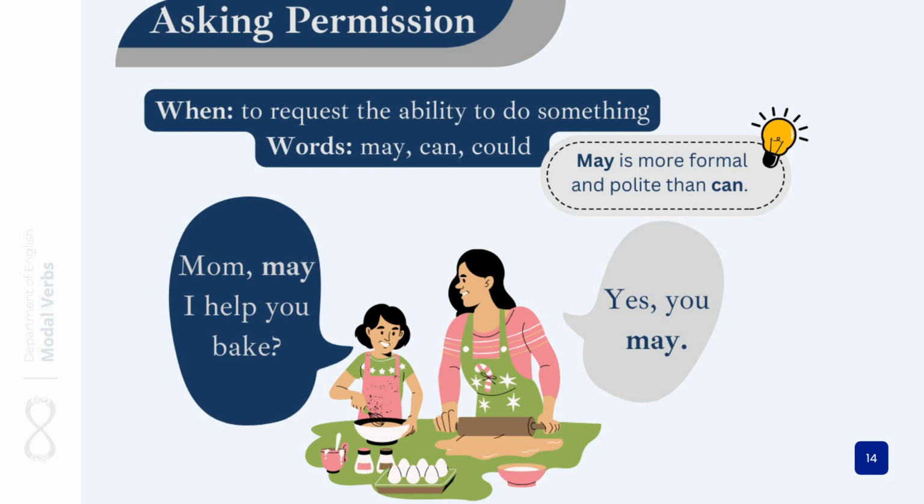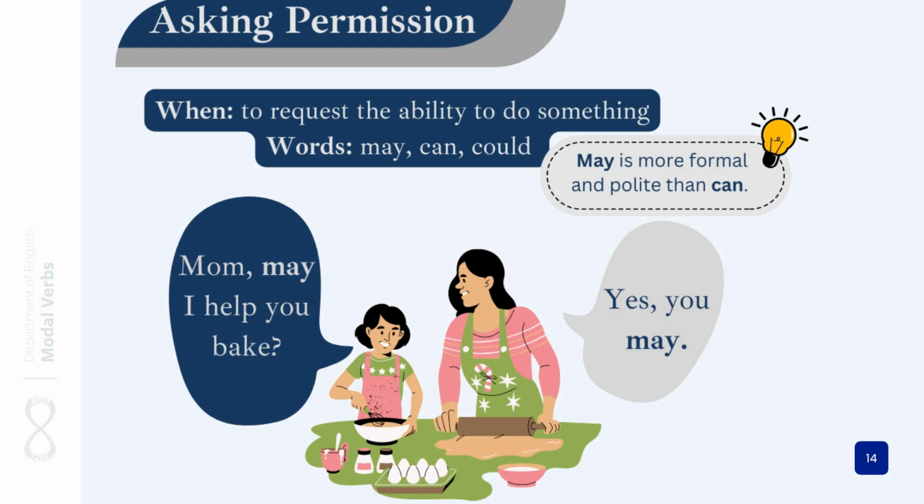Modal verbs help us to ask permission. When we want to request the ability to do something, we can use modal verbs may, can, or could. It's also a good thing to know that when you are requesting something from someone, may is more formal and polite than can.